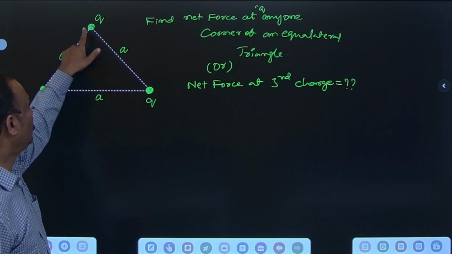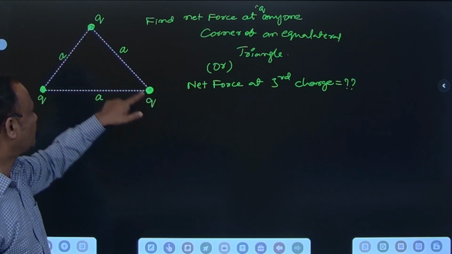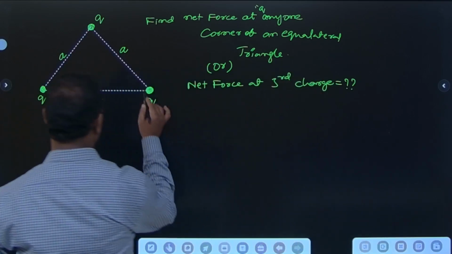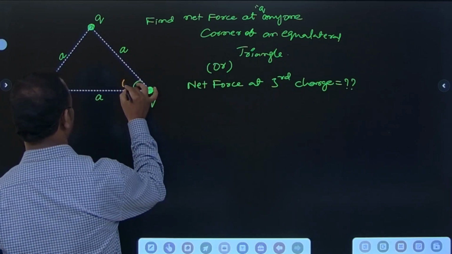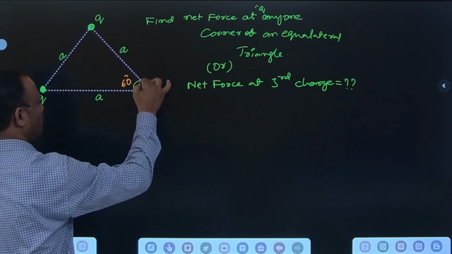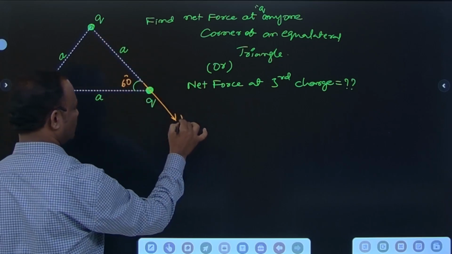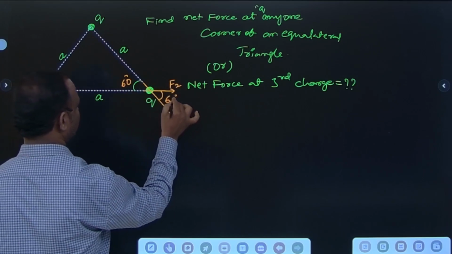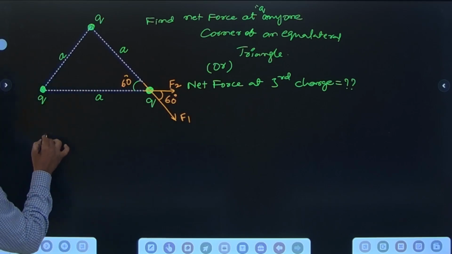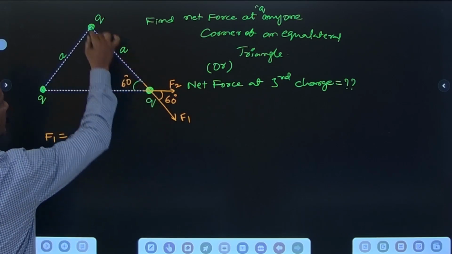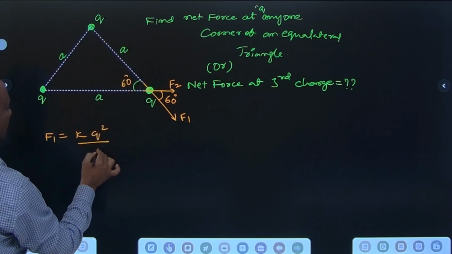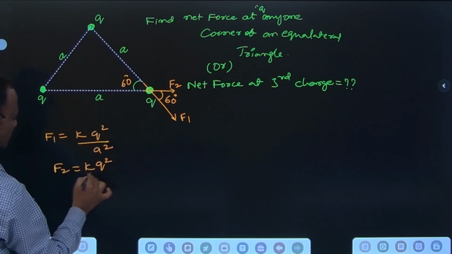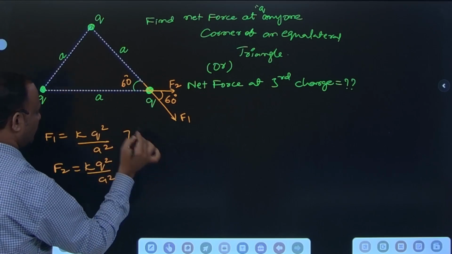With this charge, how many pairs do you have? First one and second. So how many forces are possible? 2 forces are possible. The angle between these two is 60 degrees. Between positive and positive it should be away, repelled. So this force is F1, and between these two it is away, this is F2. The angle is 60 degrees. F1 is equal to K Q1 Q2, Q square by A square. F2 is equal to K Q1 Q2, Q square by A square. So it is F only now.